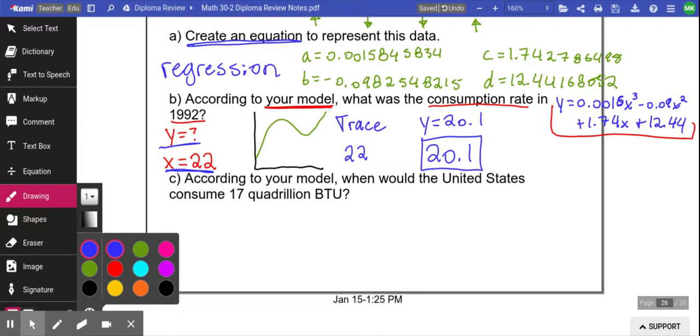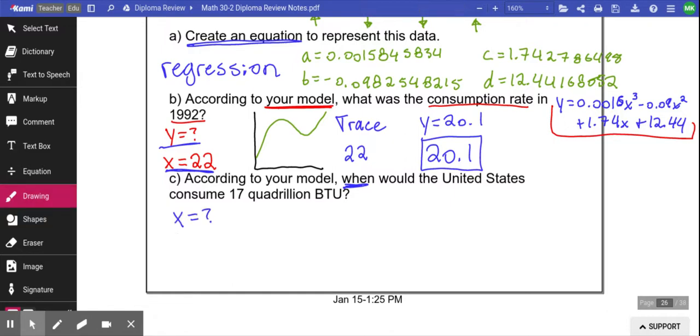All right, question C. According to your model, when would the United States consume 17 quadrillion BTUs? We're going to just make that when's the first time they would consume 17 quadrillion BTUs. Because sometimes there's multiple answers. And it would definitely specify, say, the first time. Or when's the last time that they consume that. We're looking for when. That means we're looking for a year, which was X. That means they must have given me a Y value. They did. They gave me a Y value of 17 quadrillion BTUs.